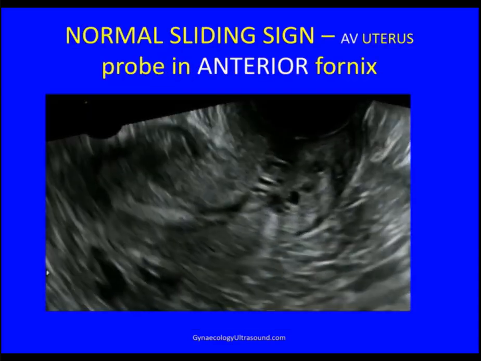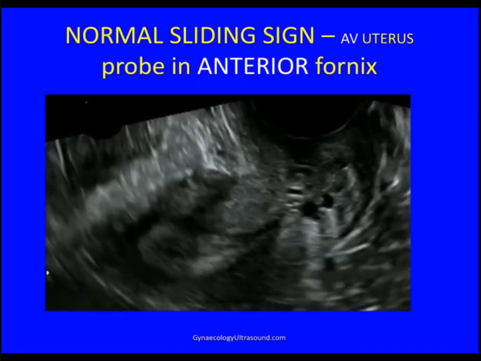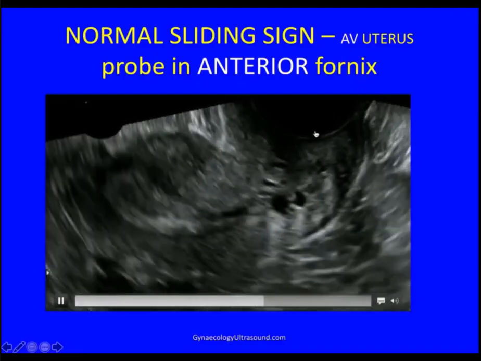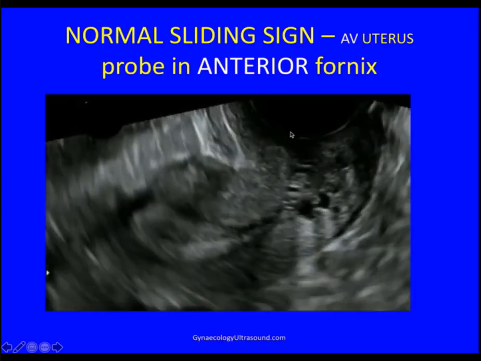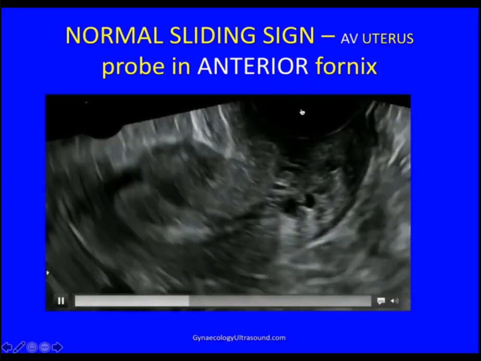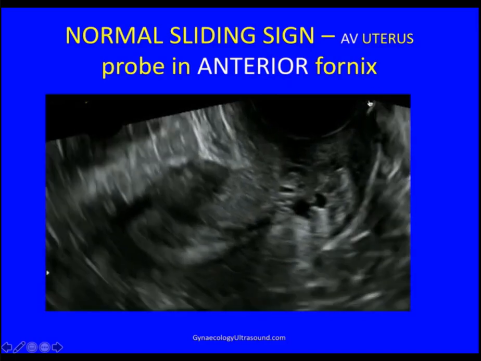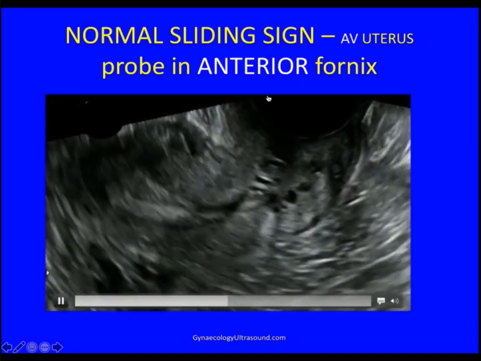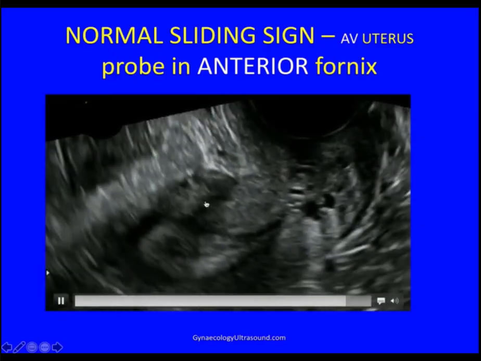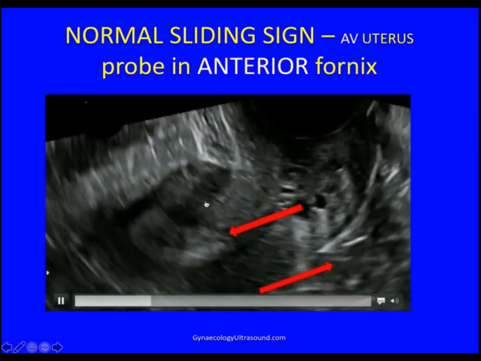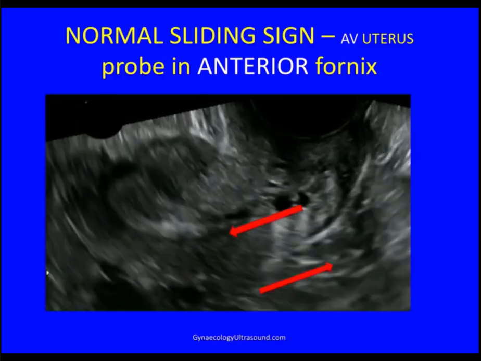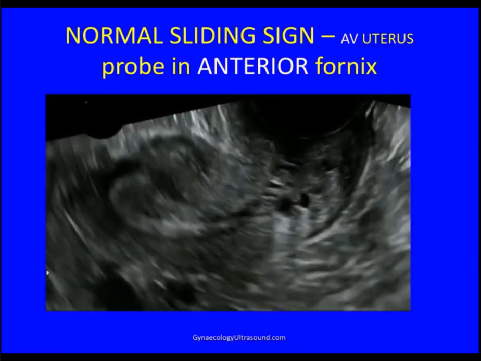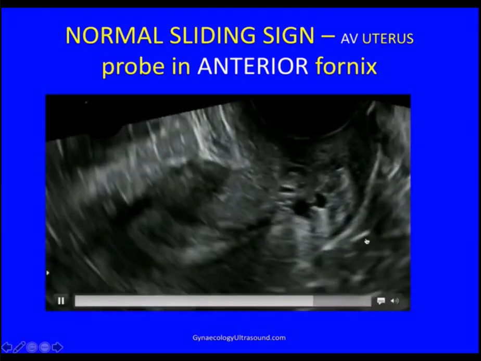This is a normal sliding sign in an anteverted uterus. So we've got the probe in the anterior fornix, so you can see the cervix, and you very gently press your probe in and out a little bit. You don't need to block with the other hand, you just very gently press the probe in and out. This should not be uncomfortable. And then you can see that the uterus is moving one way and the bowel behind it is moving in another. So there's movement, yes, but it's not moving as a block, it's moving in opposite directions. You can see freely mobile there.